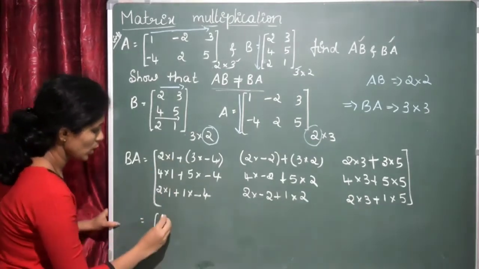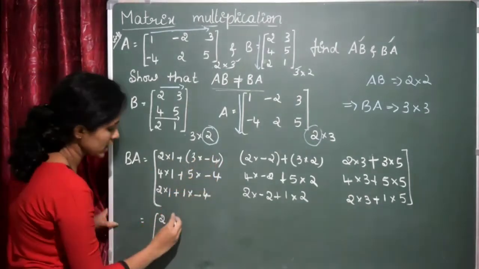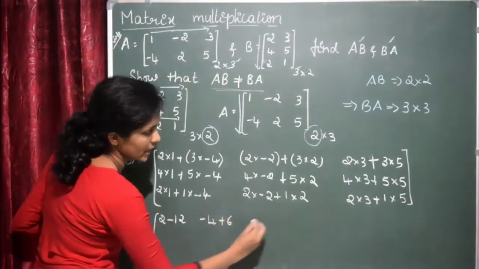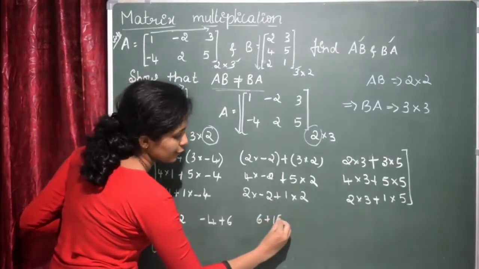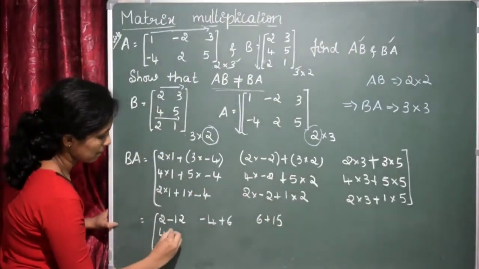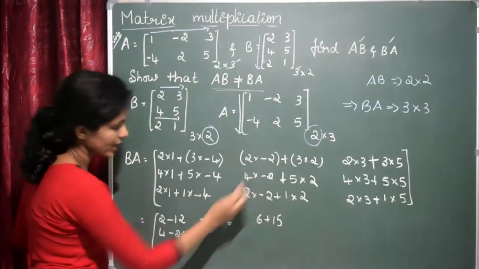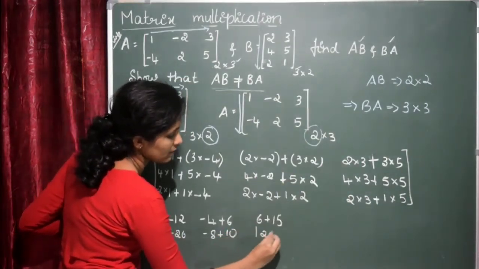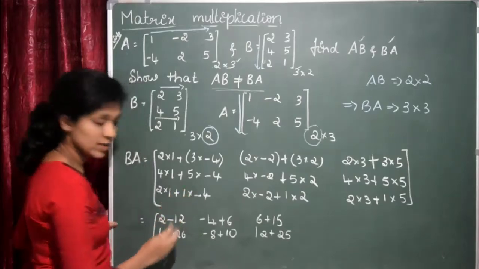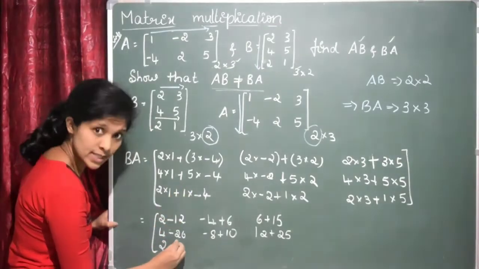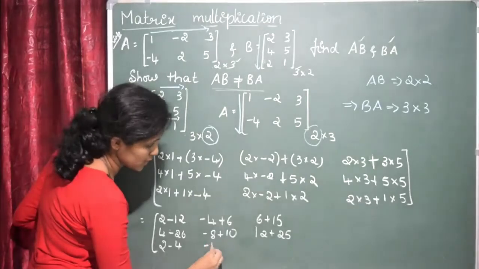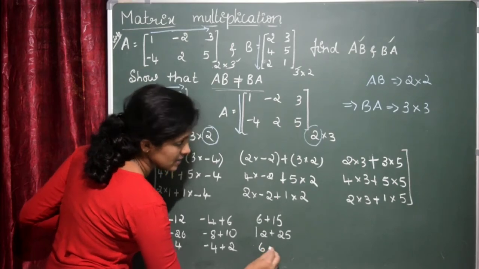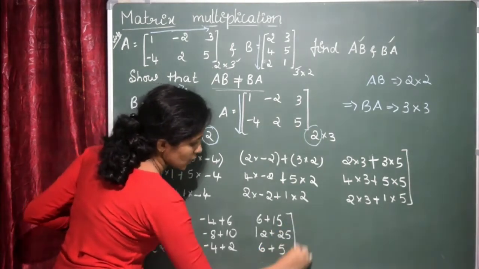So this will be equal to 2 into 1 is 2, 3 into 4 is minus 12. Next element, minus 4 plus 6. Next will be 6 plus 15. This will be now 4 minus 20. Right, so this will be minus 8 plus 10. And here this is 12 plus 25. So this is now 2 minus 4, and this is 2 into minus 2 is minus 4 plus 2, and that will be 2 into 3 is 6 plus 1 into 5 is 5. I think you can simplify this, right?